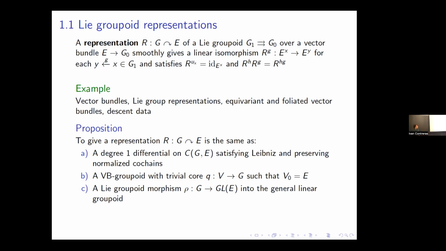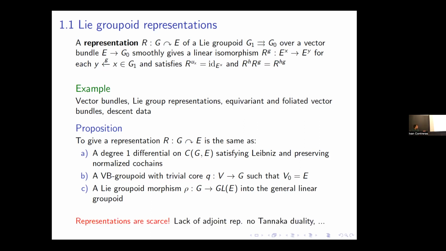So A, B, C. Each of these points of view is very productive. Point A is, for instance, very useful to talk about cohomology. Point B, well, we will see later, but it gives you this translation groupoid. Point C allows you to talk also about characteristic classes, because you can pull back cohomology classes on this more standard object, GL(E), to G.